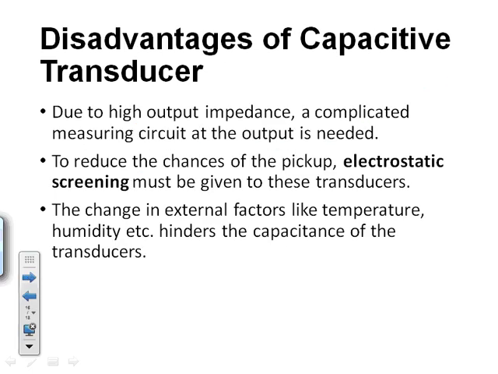And the disadvantages are there. Due to high output impedance, a complicated measuring circuit at the output is needed. The second one, to reduce the changes of the pickup, electrostatic screening must be given to these transducers. And the third one, a change in external factors like temperature, humidity, etc. hinders the capacitance of the capacitor, or it can change the capacitance of the capacitive transducer. So these are the disadvantages and advantages of the capacitive transducer.